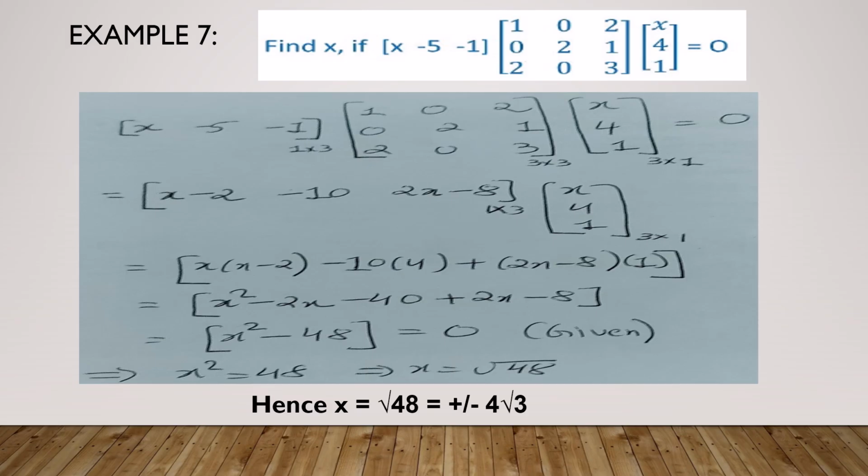Now we multiply this by the third matrix. Correct? So what do you get? Again, you have 1 cross 3 multiplied by 3 cross 1, so the matrix will be of the form 1 cross 1. That means only one element. So you will get an equation. You just simplify this equation. It is a quadratic equation, x square minus 48, which should be equal to 0, as given. So x square should be equal to 48. So x is equal to root of 48. But 48 you can write as 16 into 3. So it is plus or minus 4 root 3.